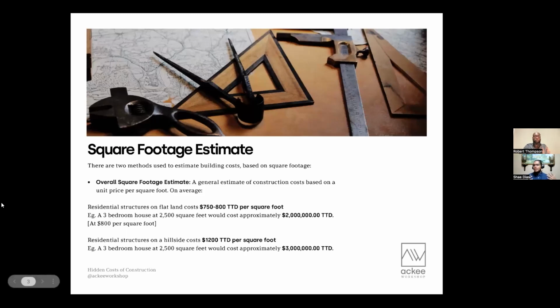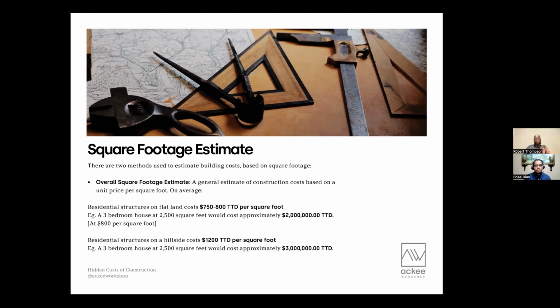So how do we calculate these costs? There are two ways that we're going to focus on today. We'll start with the square footage estimate. And there are two types of square footage estimate. There's an overall square footage estimate, where we take the total square footage of the design and multiply it by a per square foot cost.